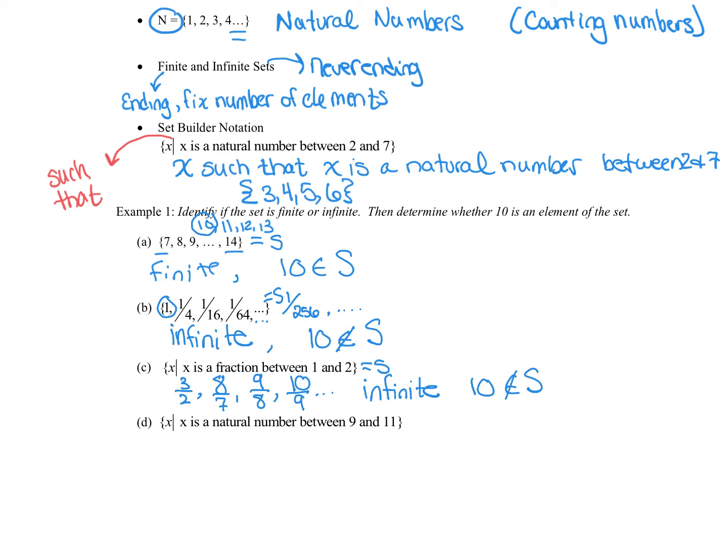The next one says x such that x is a natural number between 9 and 10. So natural numbers are counting numbers, 9, 10, 11. So 9, what it says is between. So the only number that is between them is 10. So first of all, this is finite. It has a fixed number of elements. And if I name this set S, 10 is an element of S.